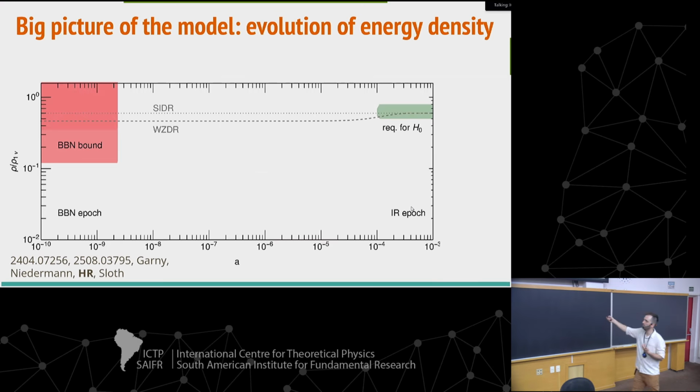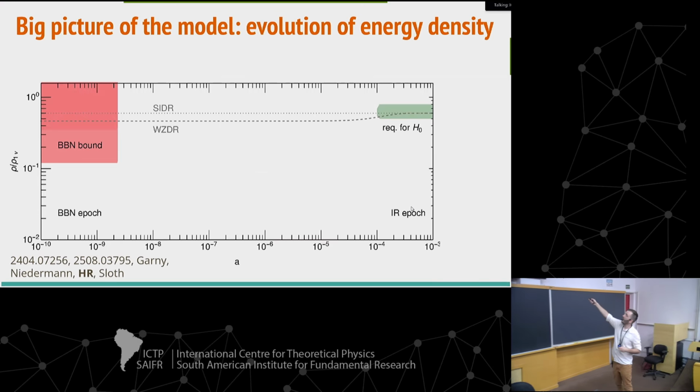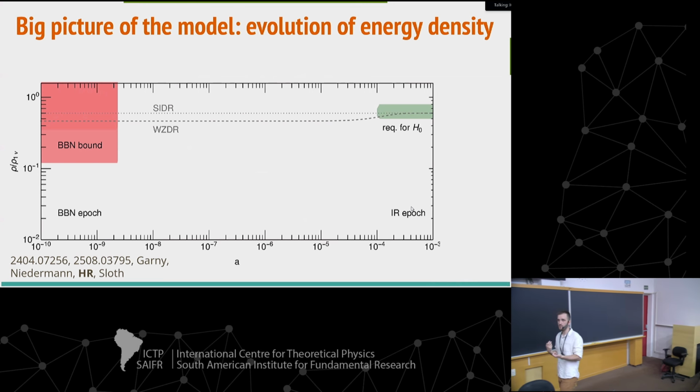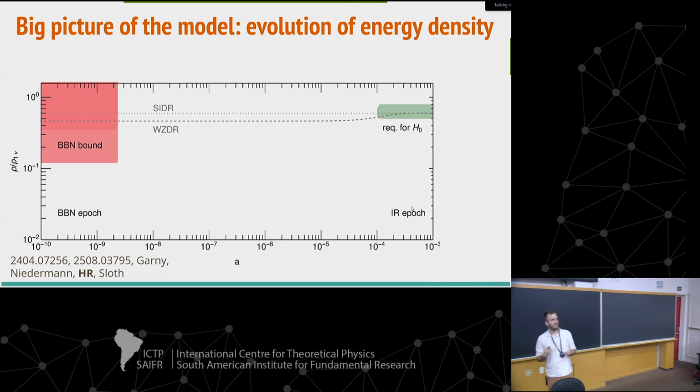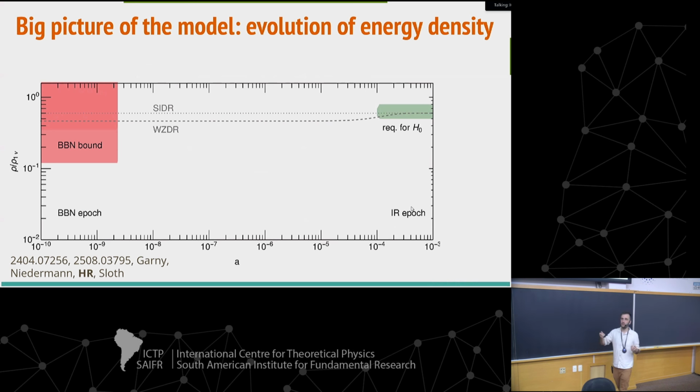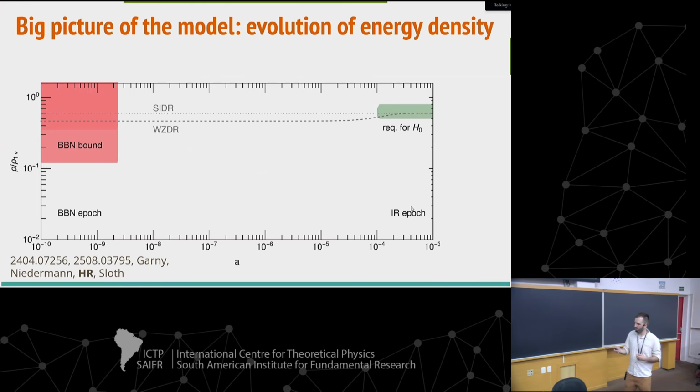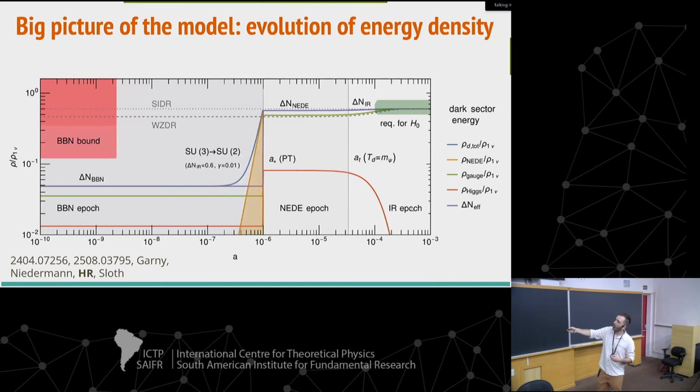So A here is basically the scale factor that you have. And one typical solution for the Hubble tension is to add some extra dark radiation species. But extra dark radiation species are in tension with BBN, as Ricardo pointed out. So BBN is here. In the model we have a phase transition that happens after BBN.